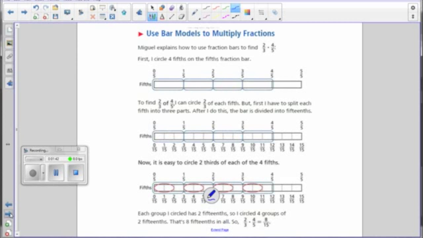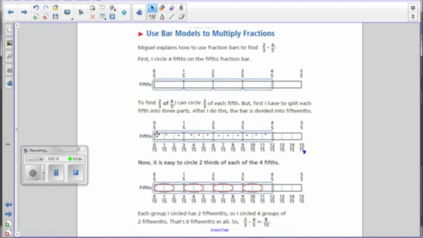Now, to find 2/3 of 4/5, I can circle 2/3 of each fifth, which means I first have to split each of the fifths into 3 parts, and that's what's been done here. 1, 2, 3. 1, 2, 3. So after I do this, the bar is now divided into 15ths. Hopefully you're seeing that right here.